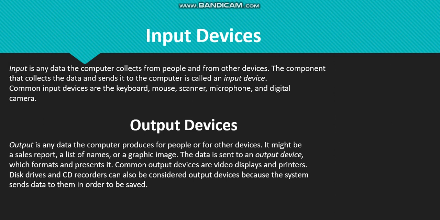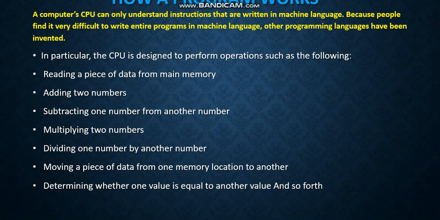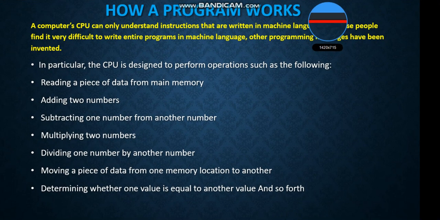Output is any data that a computer produces for people or for other devices. It might be a sales report, a list of names. Having been to grades, when you are doing your form 1 to form 4, they normally give you a report, and those reports are what output devices produce. You are able to see them with your eyes open.